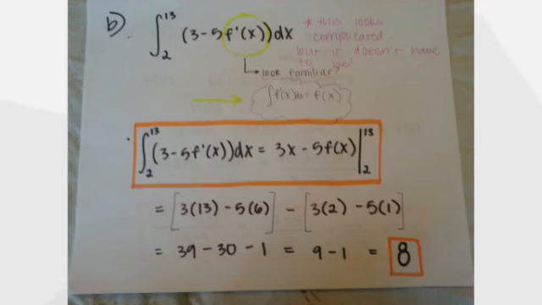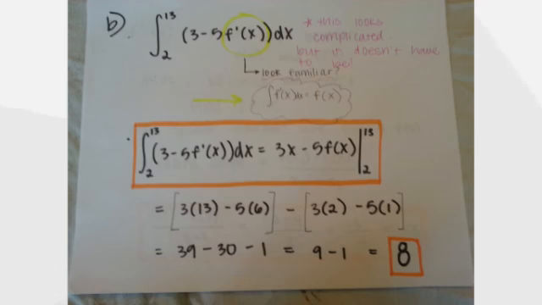Part B asks us to find the integral of 3 minus 5 times f prime of x from 2 to 13. This looks super complicated, but it definitely doesn't have to be. Remember that in this case, if you take the integral of a derivative, you just get the original function. So let's split up the integral and solve. The integral of 3 is 3x, and the integral of 5 times f prime of x is 5 times f of x. Now, we can plug and chug.